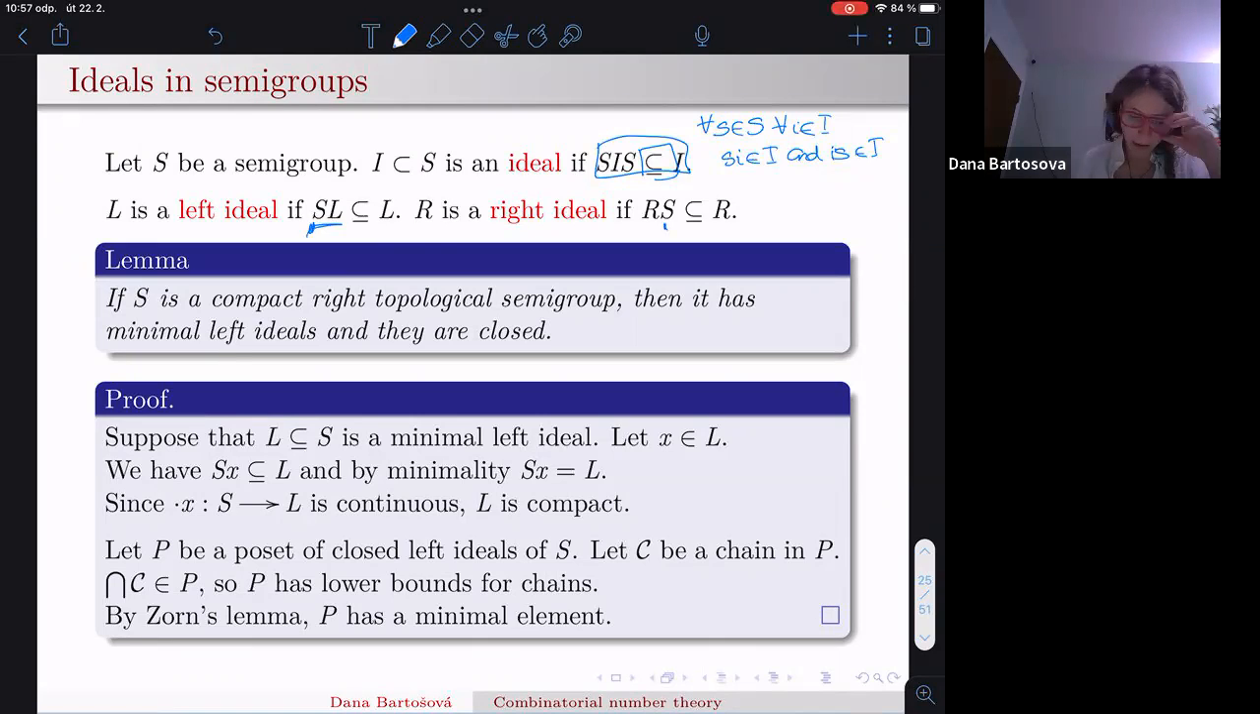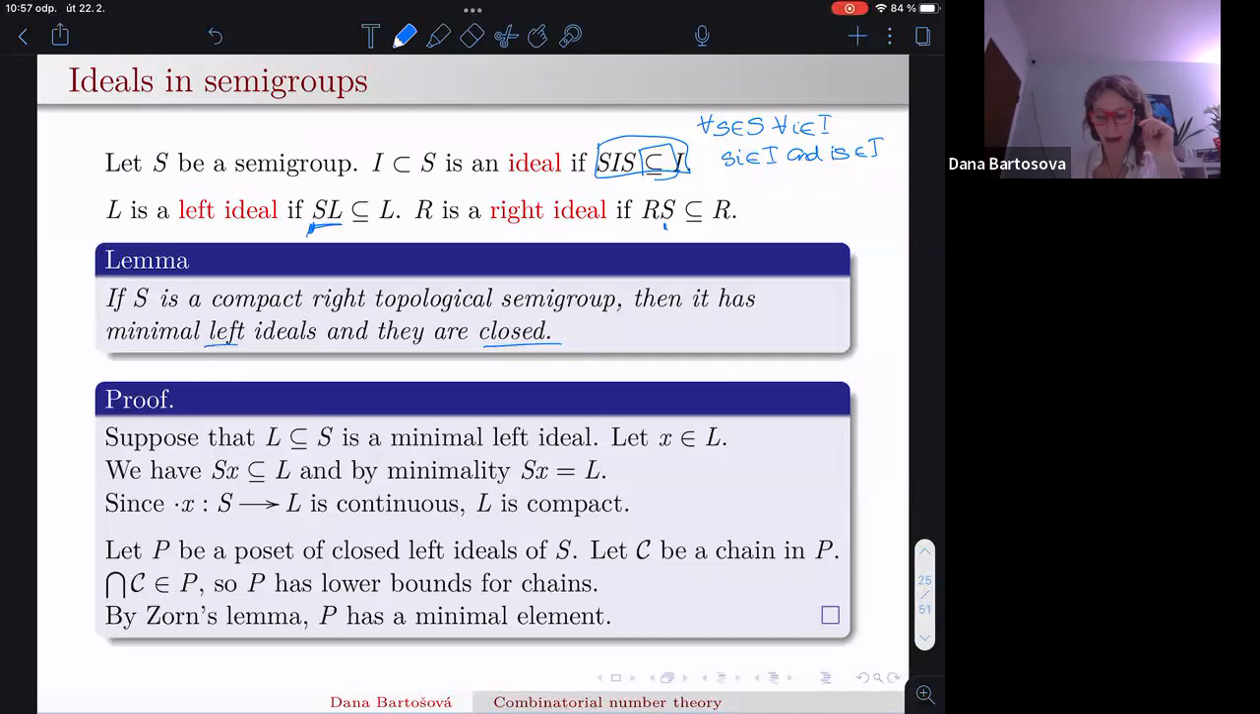So now, if I have a compact right topological semigroup, then it's going to have minimal left ideals and they're going to be closed. So here I have the closedness and left together, and this is because we are talking about right topological semigroup. If I had left topological semigroup, I would have closed right ideals. It turns out that again, I cannot get all of it. So in right topological semigroup, I cannot have minimal closed right ideals. Okay, so this is now a mix again of the minimality and continuity, similar to in the LS lemma.